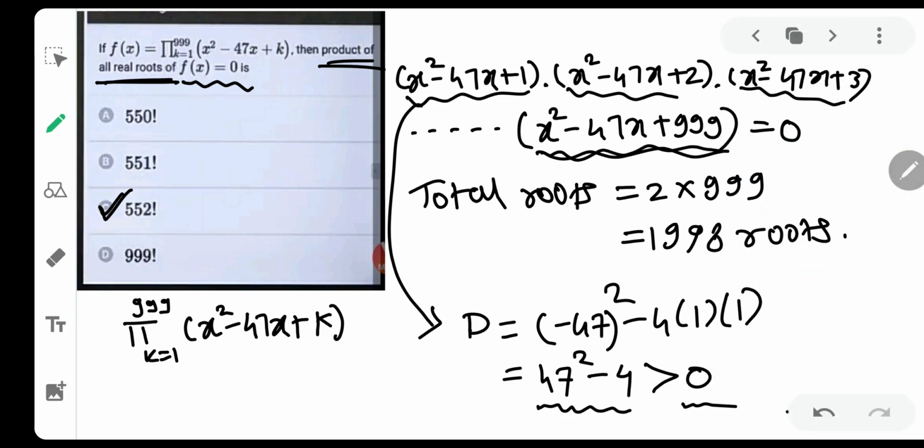This was a very nice question. I personally liked this question. It clears many concepts, plus it is an easy question also. I hope you have liked the solution and the question too.